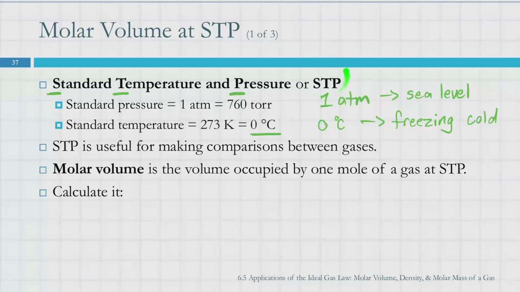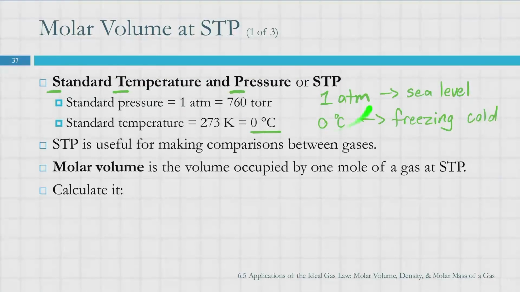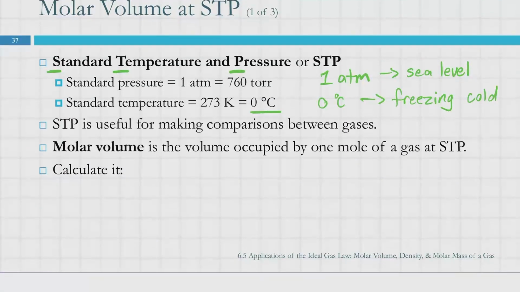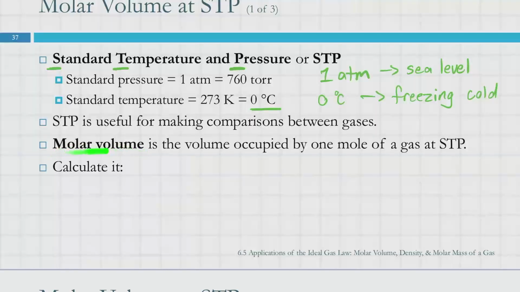So one of the ways that I recommend remembering STP is freezing cold, but at least you're at the beach. Or you could just memorize them as 1 atmosphere and 0 degrees Celsius. They're convenient temperature and pressure. So we can calculate molar volume of a gas at STP, which we'll go ahead and do real quick. So we've got 1 mole of a gas. Our temperature is 273 Kelvin, and our pressure is P, 1 atmosphere.